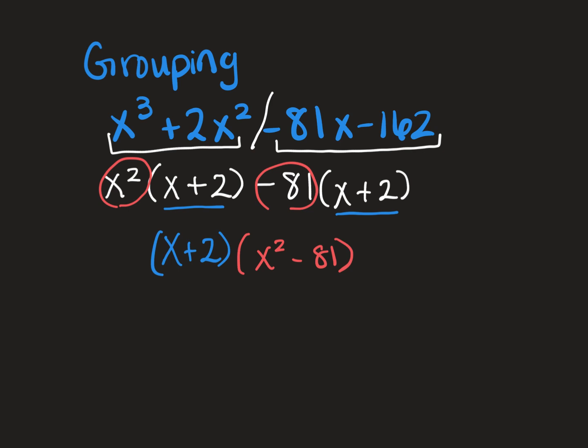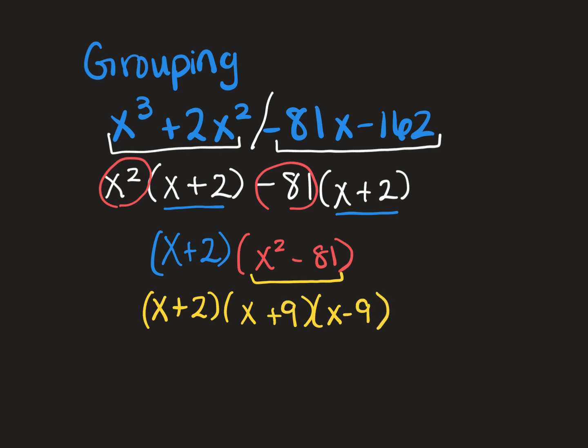minus 81. And again, I'm noticing if we look at our binomial here, we do have a power of 2. I'm going to leave x plus 2 alone because it already is factored down to a binomial with a power of 1. X squared minus 81, they're both perfect squares. Square root of x squared is x. Square root of 81 is 9. And again, I'm going to put 1 plus, 1 minus for difference of squares. And there is our factored form.